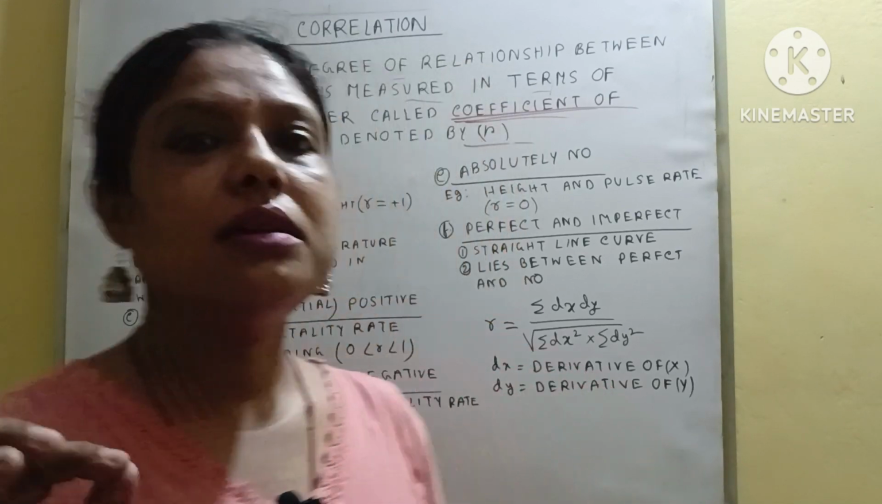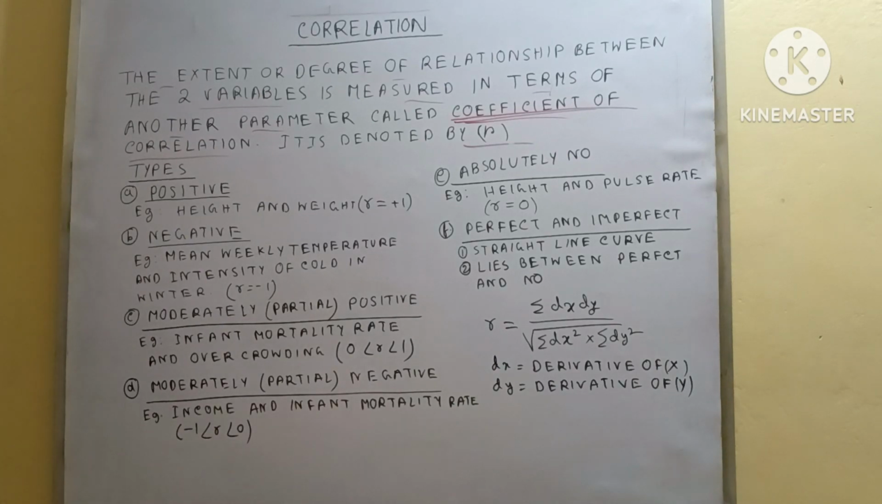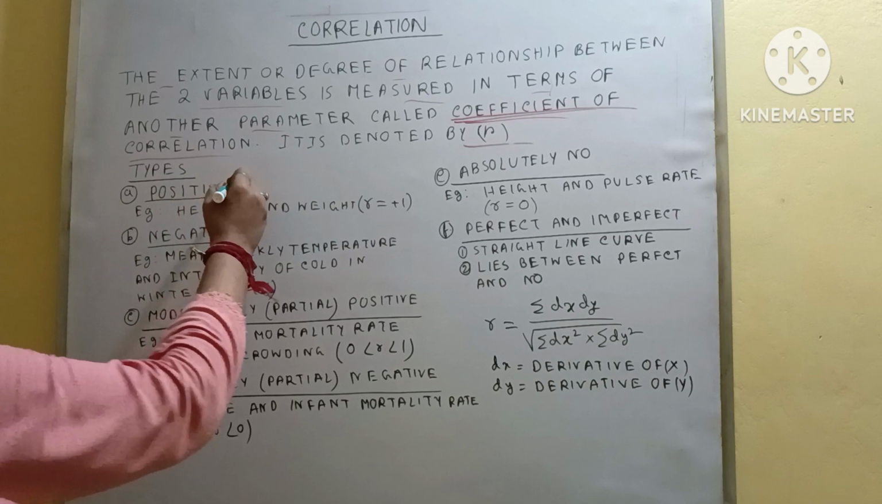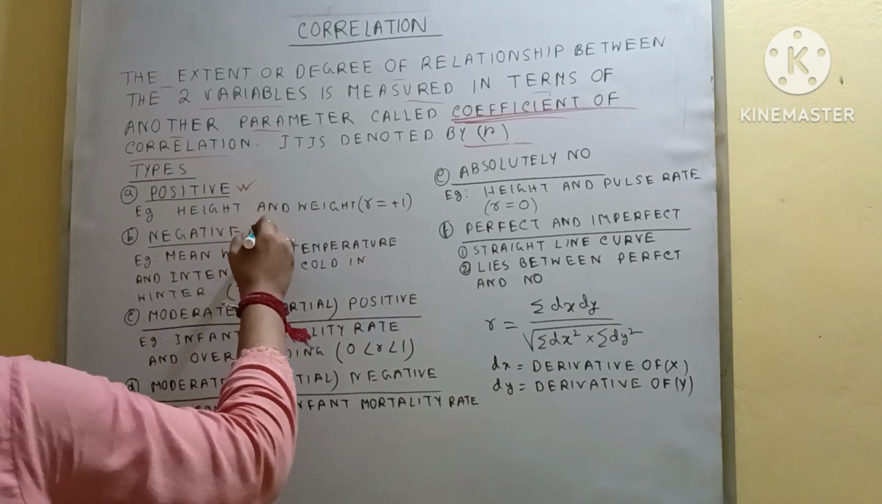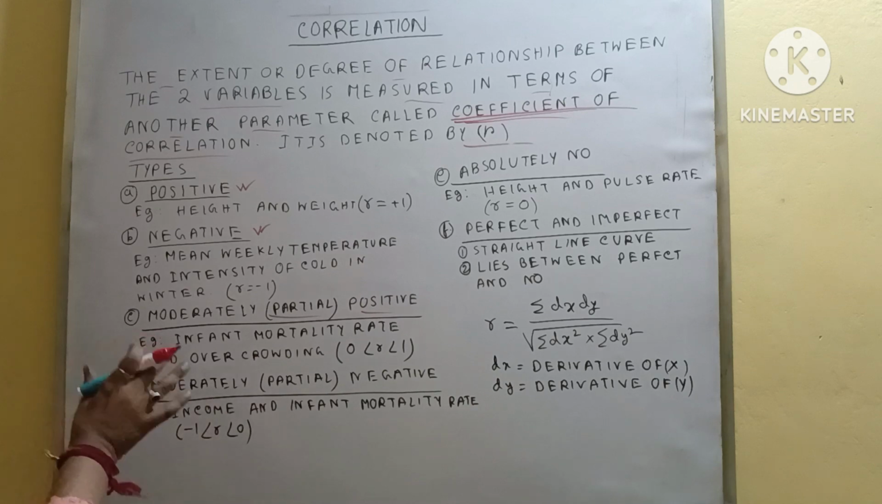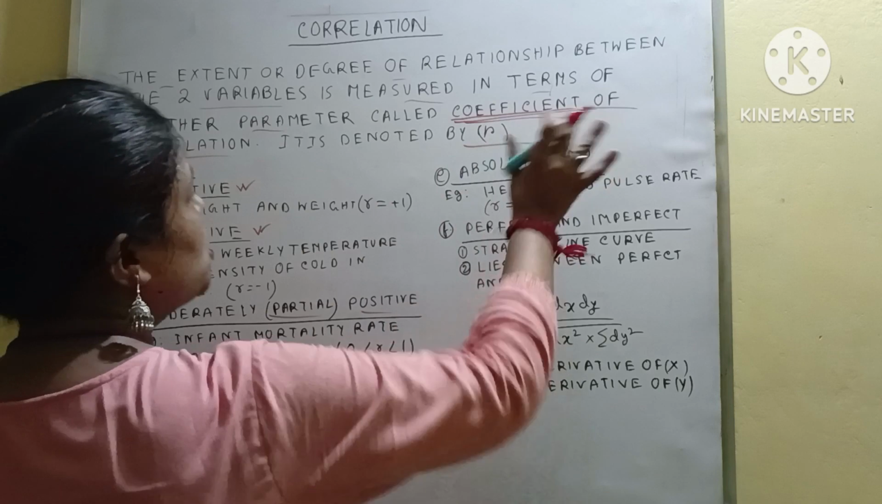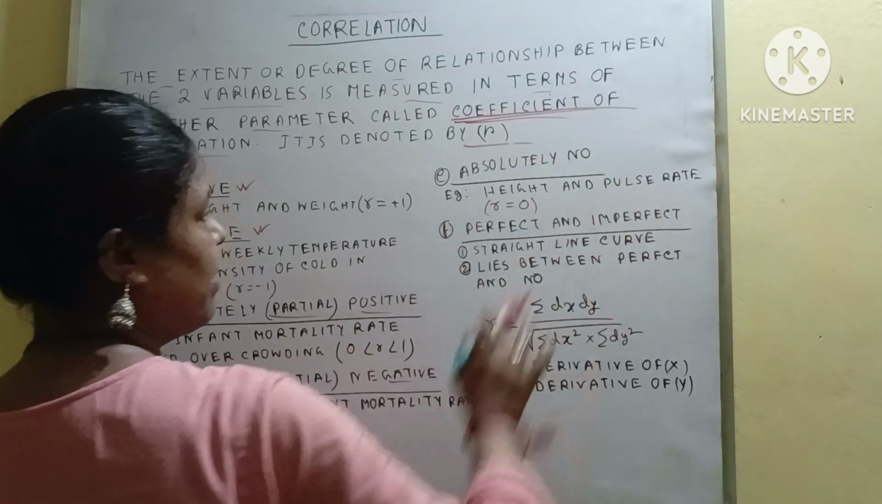So before going to the analysis, how to calculate the coefficient of correlation, we have to know a few things about this r value. What are the types of r values? These may be positive, negative, moderately or partially positive, moderately or partially negative, absolutely no, and perfect and imperfect.